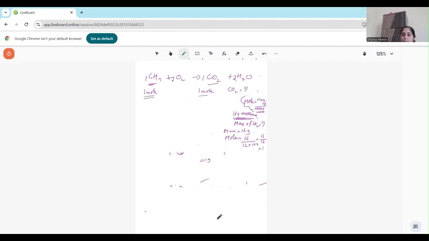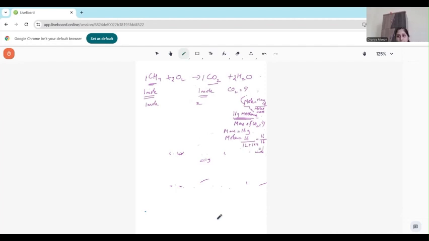So 1 mole of methane, where 1 is the stoichiometric coefficient of methane, is reacting with 1 mole of carbon dioxide. The given amount of methane is 16 grams, and from there we found the moles. How many moles did we find? So 1 mole of methane will react with how much? That is equal to 1 mole of carbon dioxide.